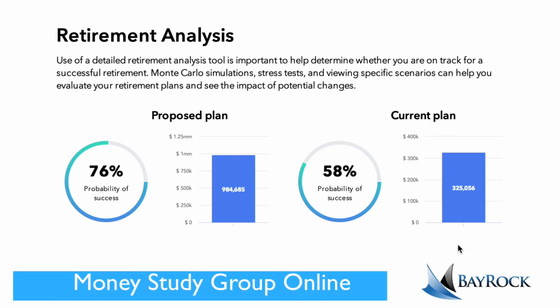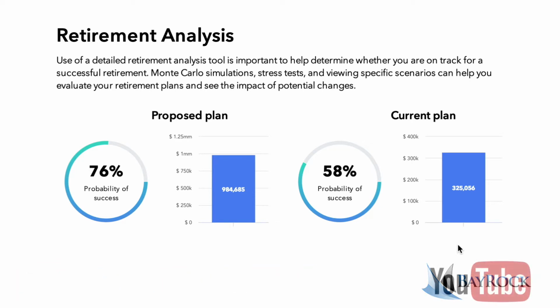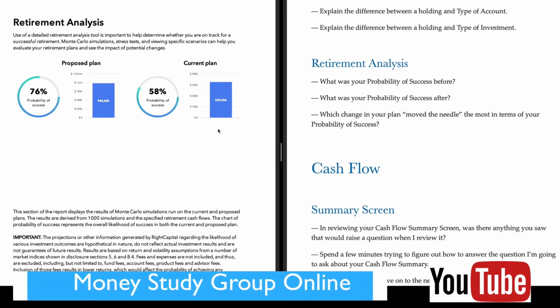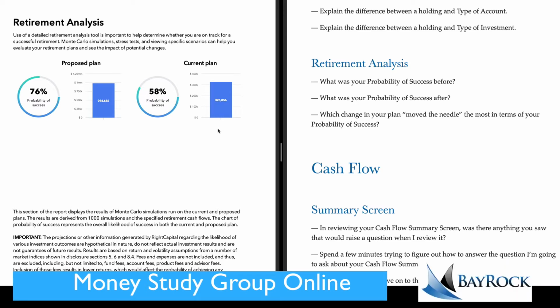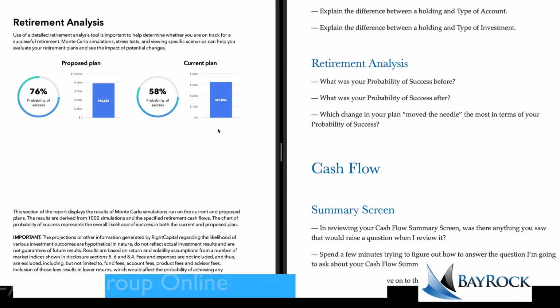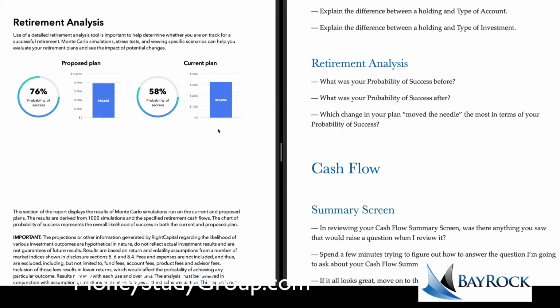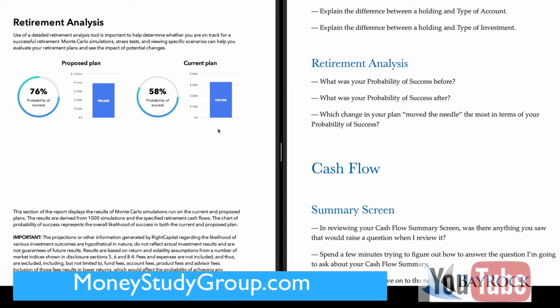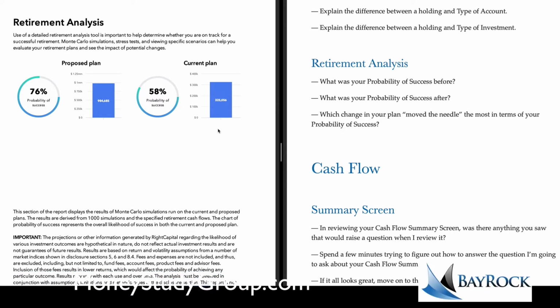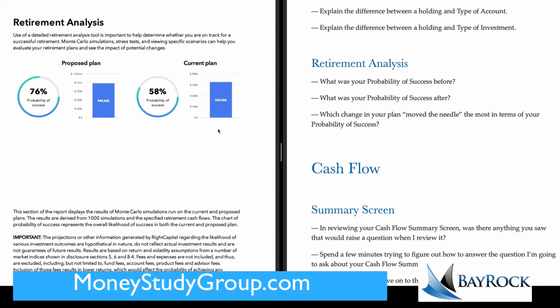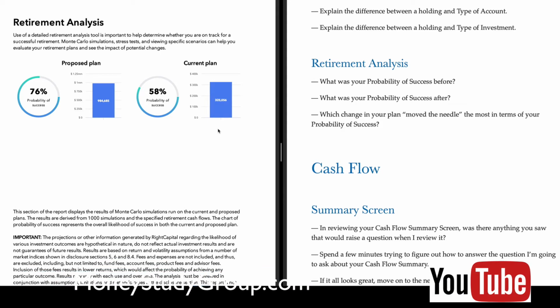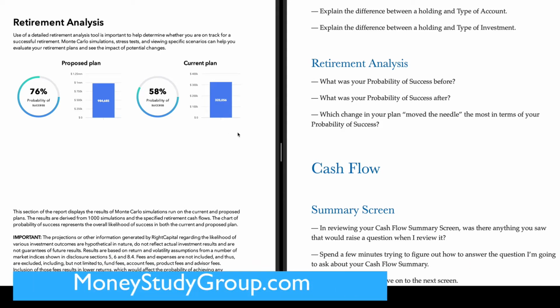So what's your probability of success? And what was your probability of success before and after? You're going to make some tweaks, and it's going to change that retirement analysis, the probability of success, based on that Monte Carlo analysis. It's very simple, don't let that scare you. I just want you to make a few changes: asset allocation, tax allocation, and your debt strategy. They're all going to change the probability of success. So I just want to know, what changed the probability of success? What moved the needle the most?